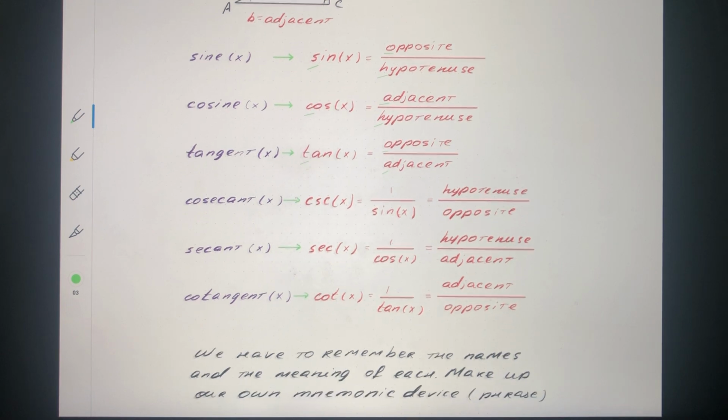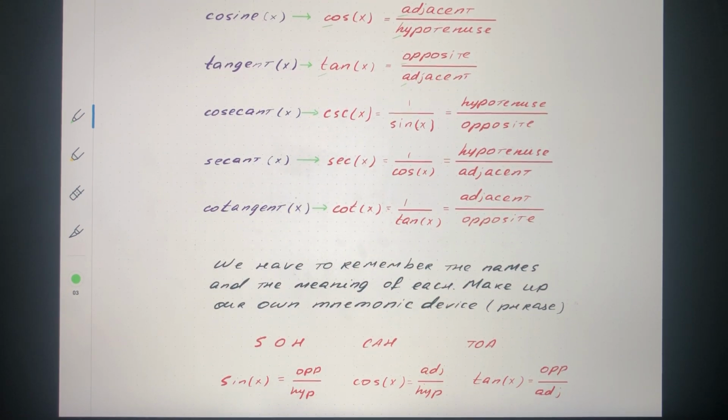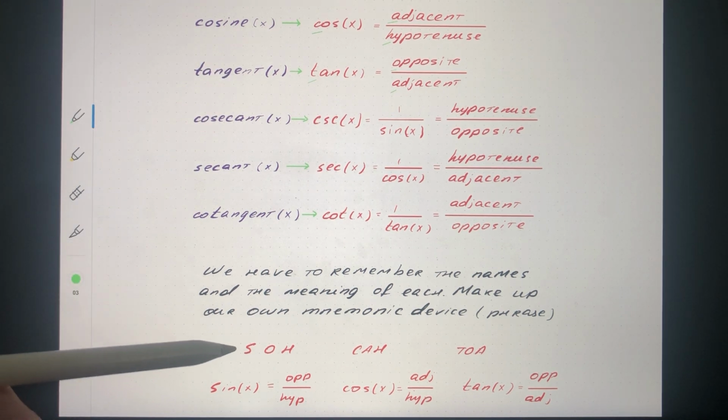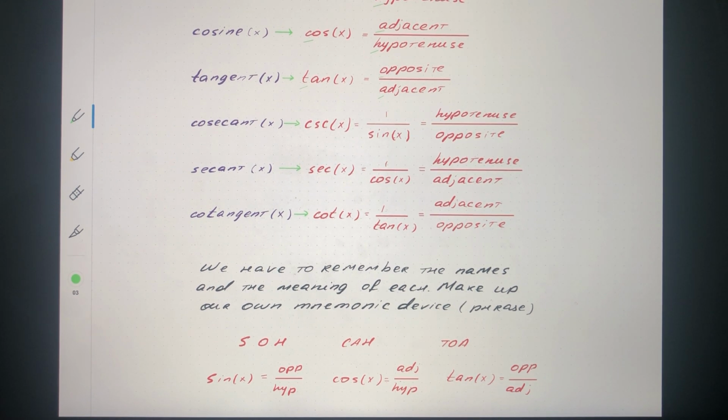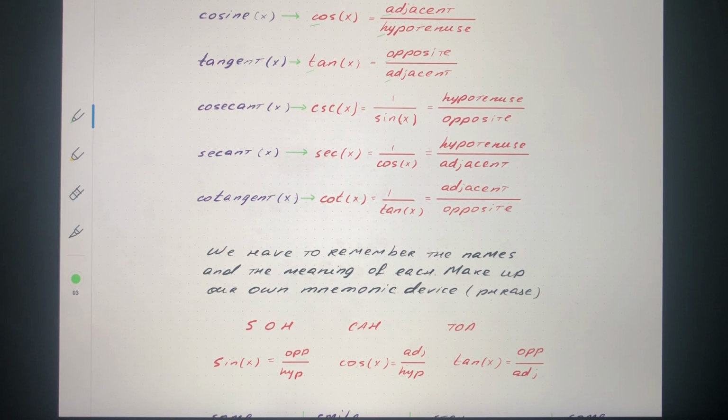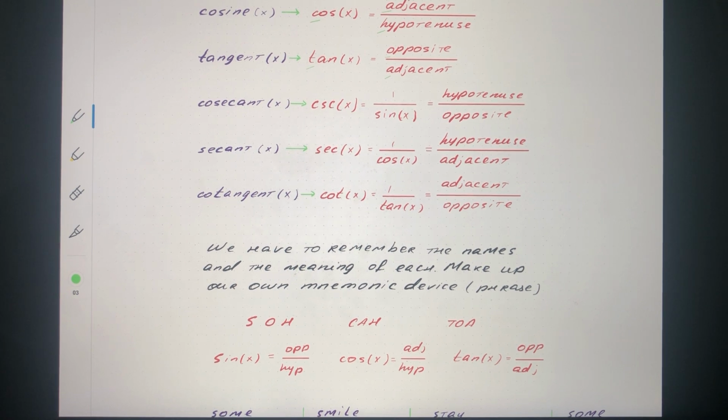So here is one of the many ways to do it. The front letters will spell SOH CAH TOA, which sort of sounds like the "soak a toe." So you might picture yourself putting your big toe in a warm tub of water and soaking it. Or picture whatever else makes sense to you.